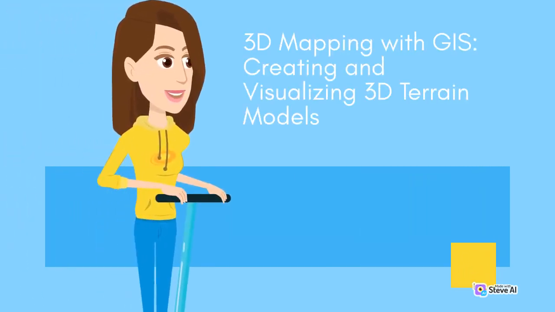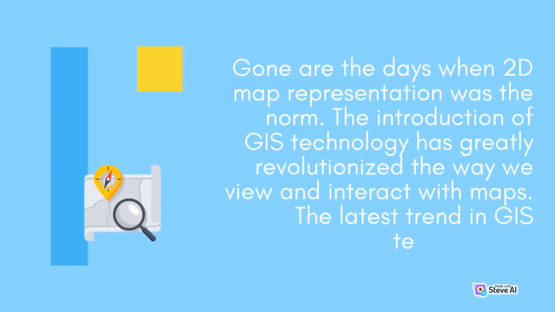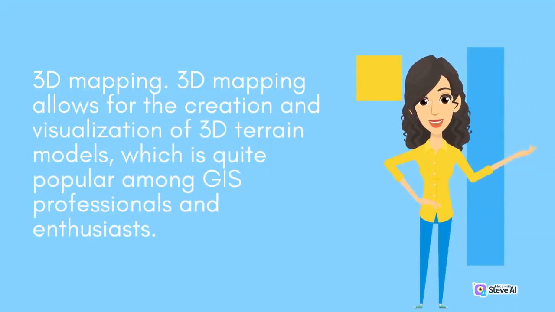3D mapping with GIS, creating and visualizing 3D terrain models. Gone are the days when 2D map representation was the norm. The introduction of GIS technology has greatly revolutionized the way we view and interact with maps. The latest trend in GIS technology is 3D mapping. 3D mapping allows for the creation and visualization of 3D terrain models, which is quite popular among GIS professionals and enthusiasts.